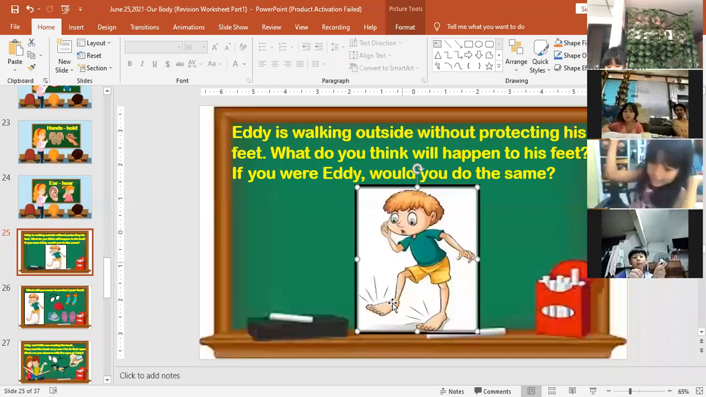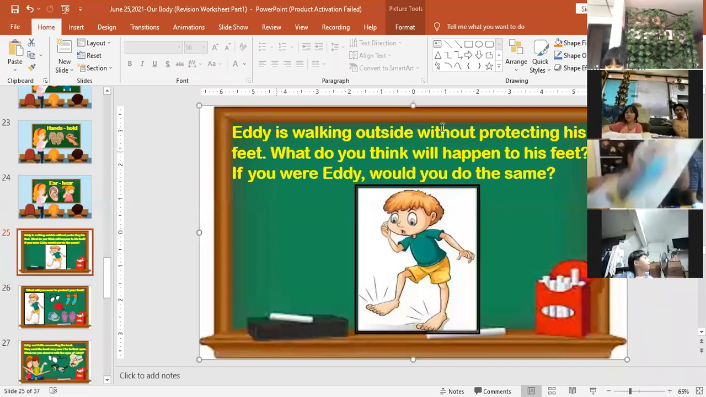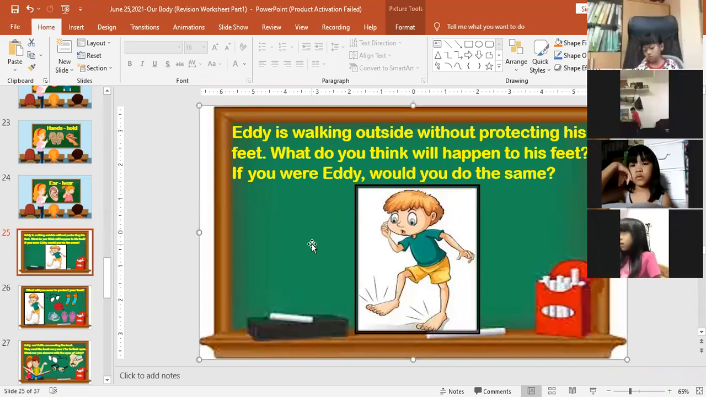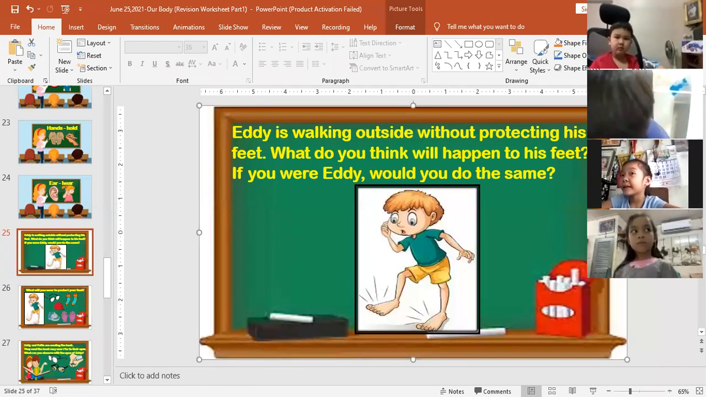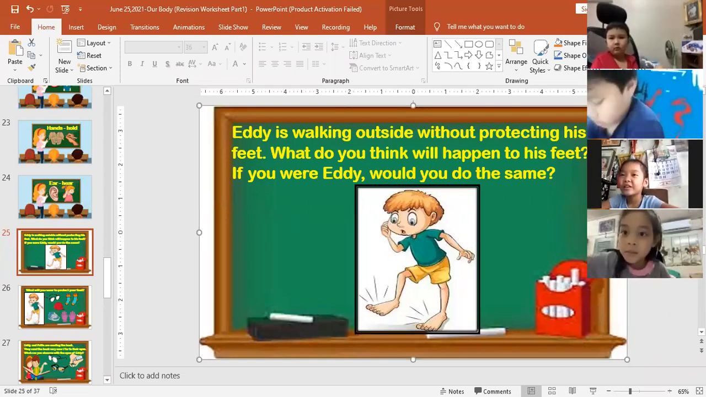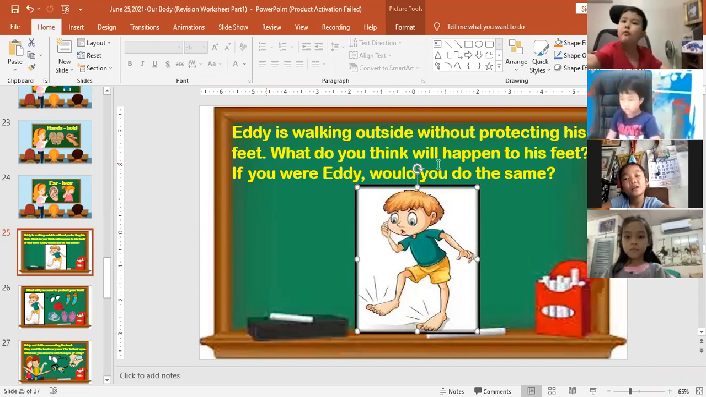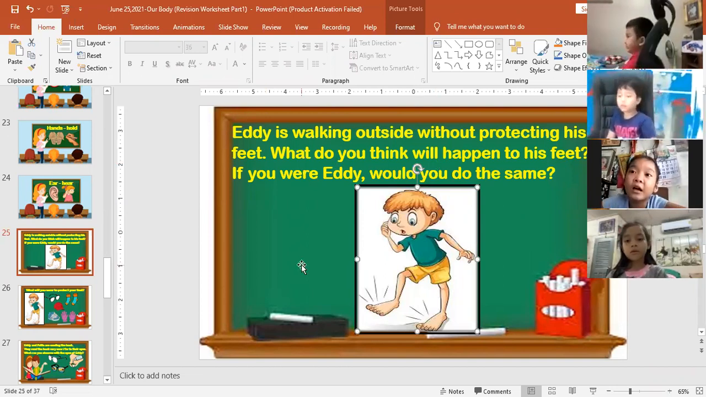Look at the picture and look at the feet of this boy. Eddie is walking outside without protecting his feet. What do you think will happen to his feet? What will happen to his feet if he doesn't wear any protection?